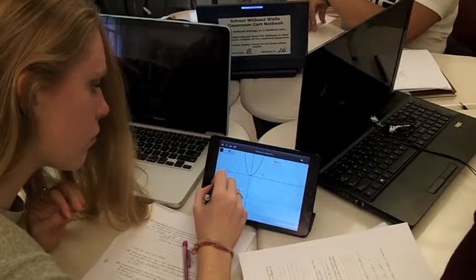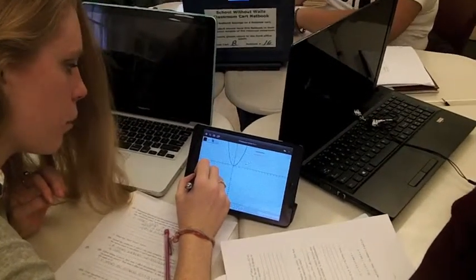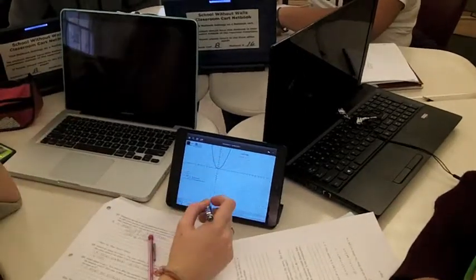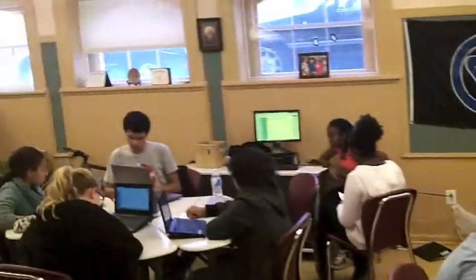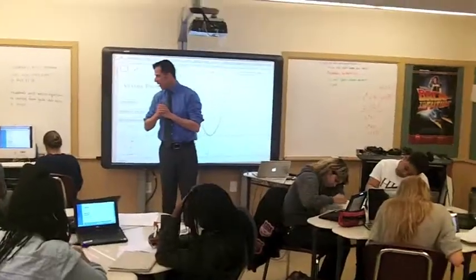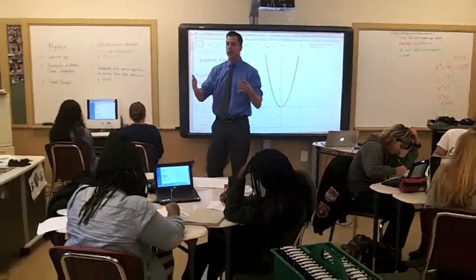If h moves, the parabola moves left or right. How many units? Well, whatever h is, right? Yeah. All right. Adjust the sliders for h and k. Gentlemen, that's okay. Some of you didn't get through all of this.